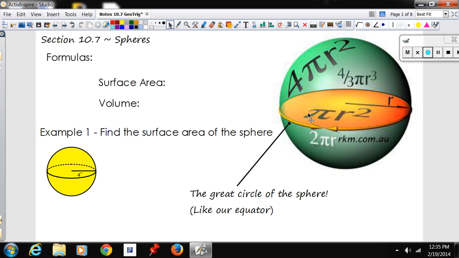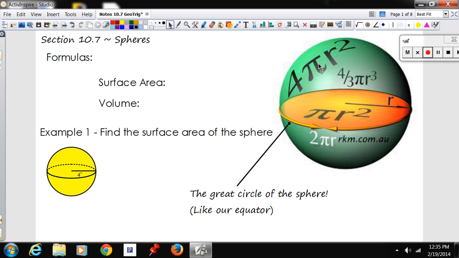Now, they've got this big pi r squared in the middle. They've got a radius here. What does the pi r squared represent to us then? It's the area of the circle, right? Area of this circle in orange. They've also got arrows going around, and they've got 2 pi r underneath. What does that represent? Circumference of the big circle. Okay, so we got those two.